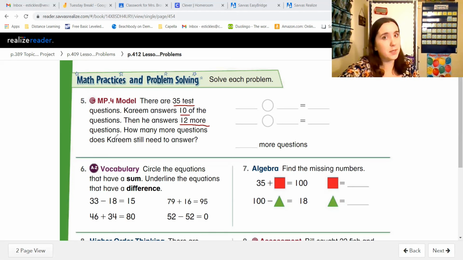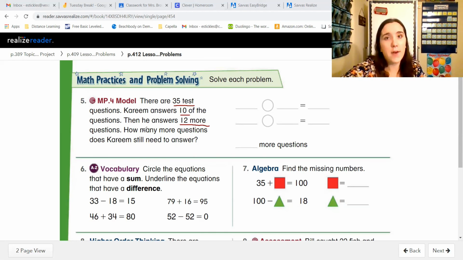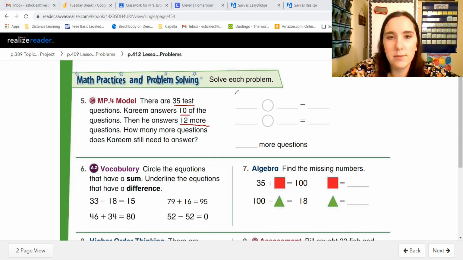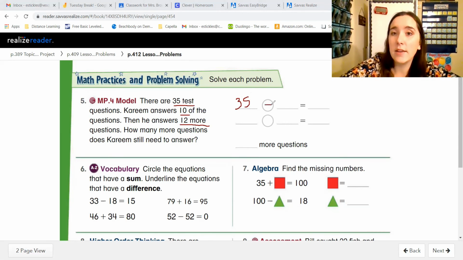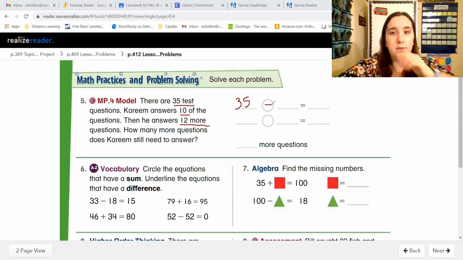Okay, there's a couple steps here that we need to figure out. So first, we know that there are 35 test problems in all. And we know that he first solves 10 of them. So that sounds like a first step if you ask me. Let's write out our equation. So we start with 35 test questions. But then he does 10 of them. So if we want to figure out how many he has left, we're going to take 35 total and subtract the questions that he does. So we're going to take 35 and subtract the 10 questions that he does first.